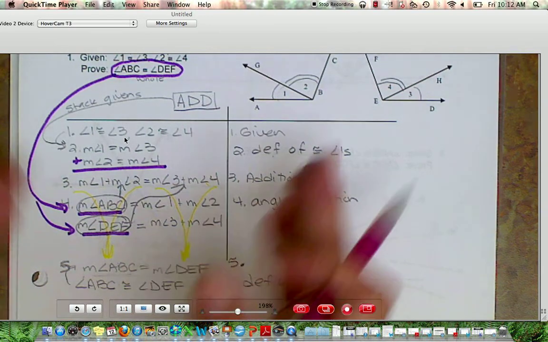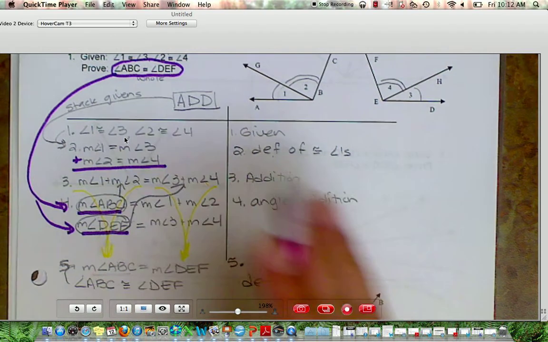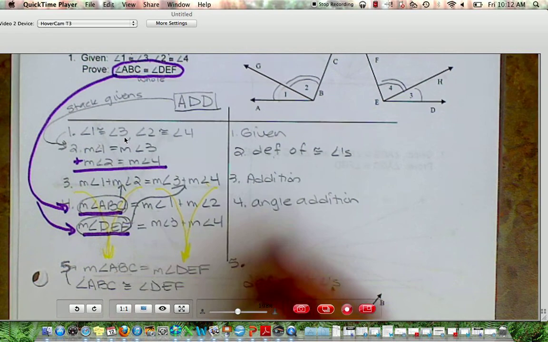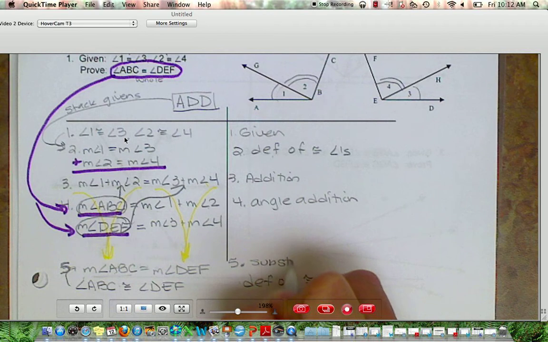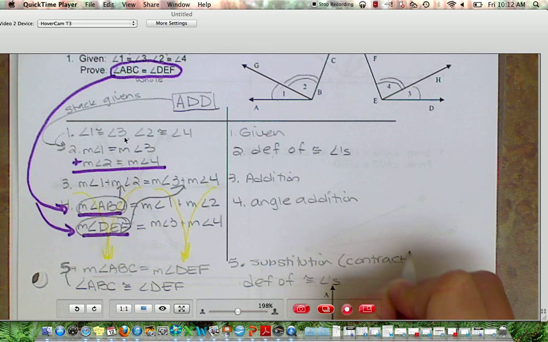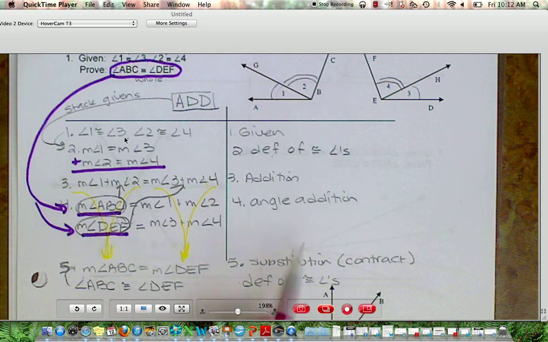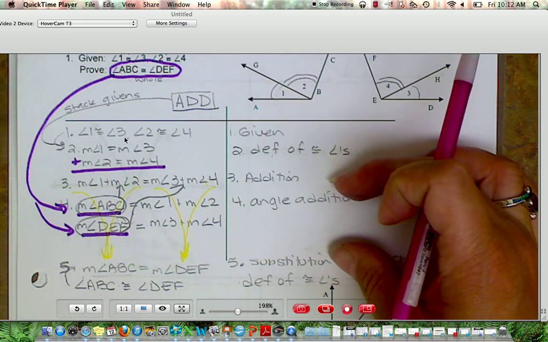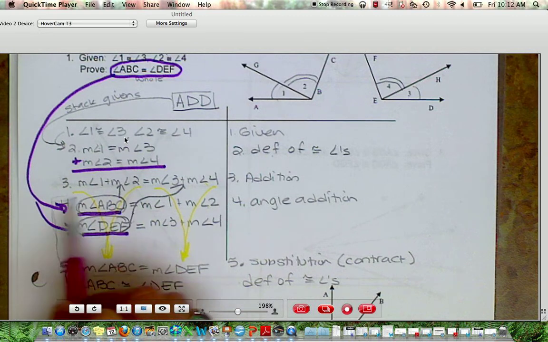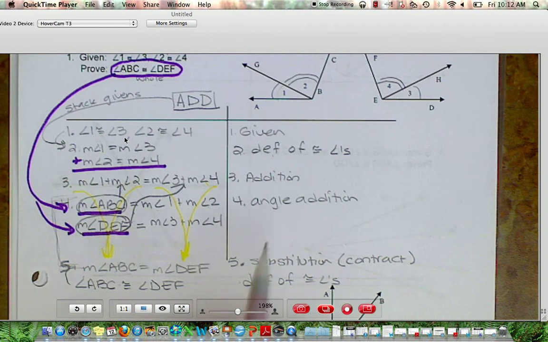So because we're plugging those things in to get rid of them or to contract them down into smaller angles, kind of like combining like terms, because we're squishing it down into a single thing that it's equal to, then that is substitution. And I'm going to write contract. We want to contract it down into a single angle. Then that would be substitution. But you must have an angle addition step before you do substitution. These have to go hand in hand, these two. They work together. Okay? So that's your basic addition proof.